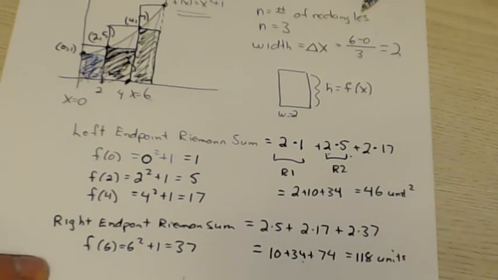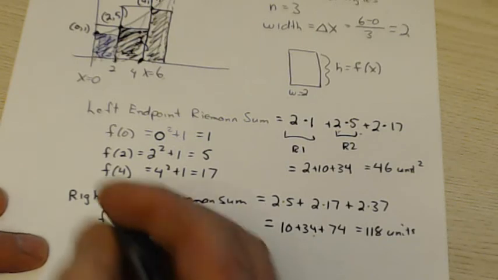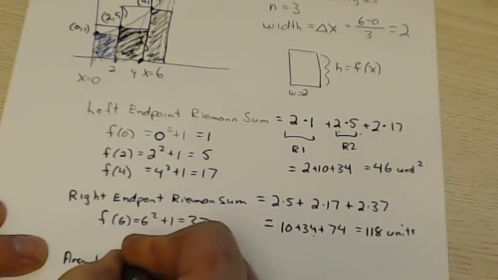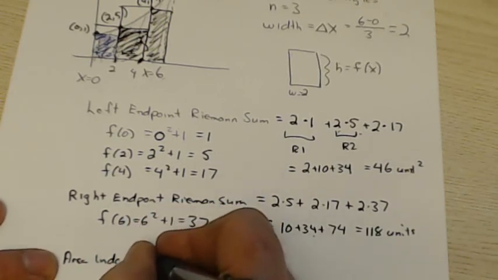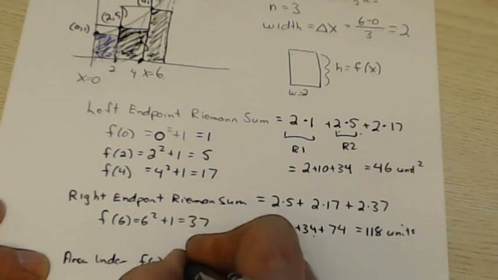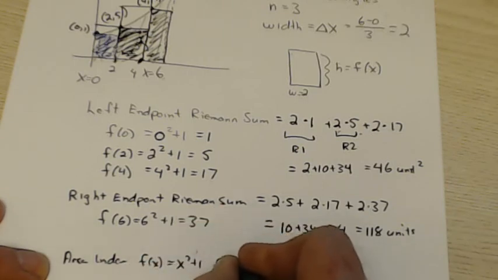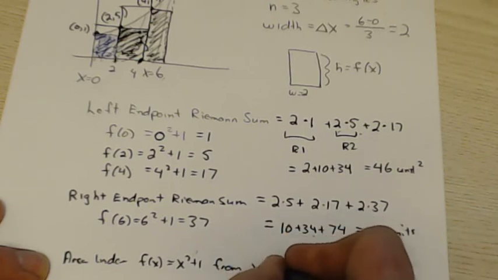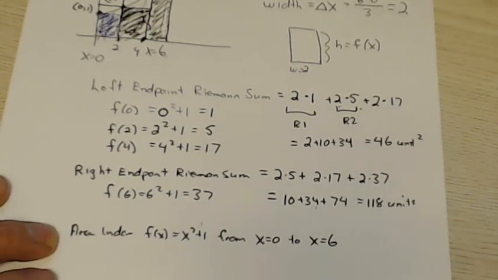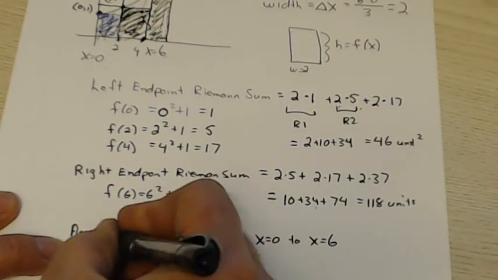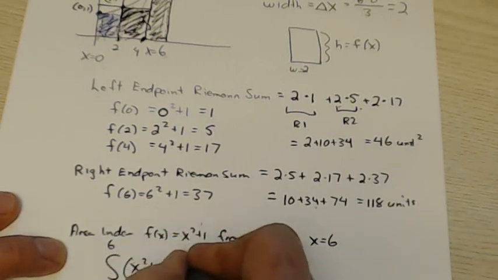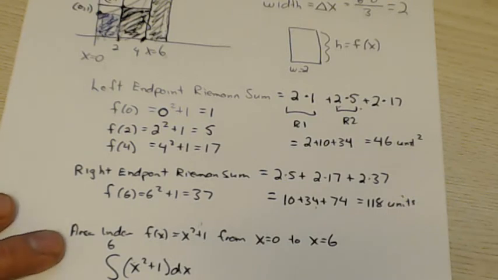Well, now that you know about integrals, the area under f of x equals x squared plus 1 from x equals 0 to x equals 6 is given by the definite integral. The integral from 0 to 6 of x squared plus 1 with respect to x gives us our answer.